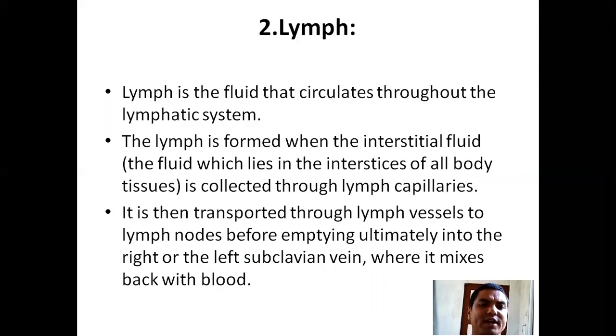Now, lymph. Lymph is the fluid that circulates throughout the lymphatic system. The lymph is formed when the interstitial fluid is collected through lymph capillaries. It is then transported through lymph vessels to lymph nodes before emptying ultimately into the right or the left subclavian vein, where it mixes back with the blood. The lymphatic system, the lymph nodes, and lymphatic fluid help us to defend against different types of disease.